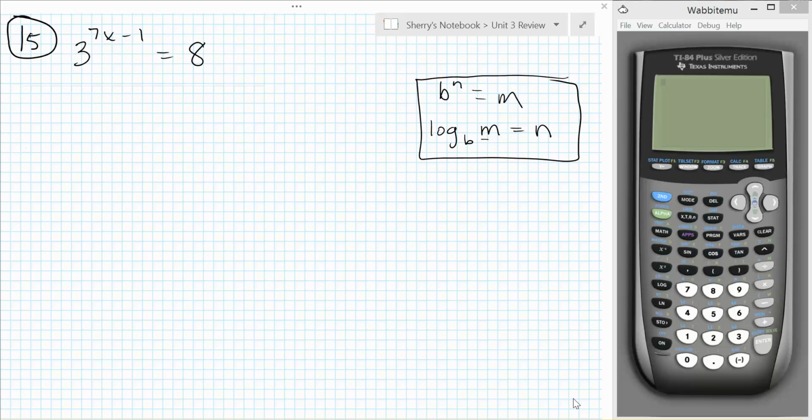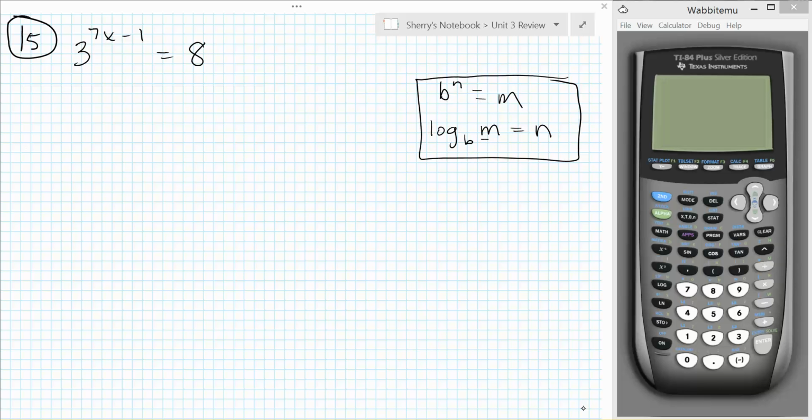In problem 15 here on the review, again, I want to solve for x. Notice this time the x is in the exponent, so I need to get the x down to the main level so that I'll be able to solve for it. In order to get the x out of the exponent, I need to switch this expression from an exponential form into a logarithmic form, and that will bring the x out of the exponent.